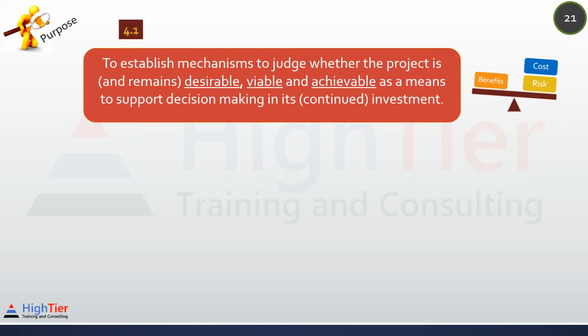Achievable means, can the products provide the benefits? Projects are the means to an end, and the end is the benefits. If we cannot achieve the benefits, we don't want to do the project. The question to ask is, will we achieve what we want to achieve?